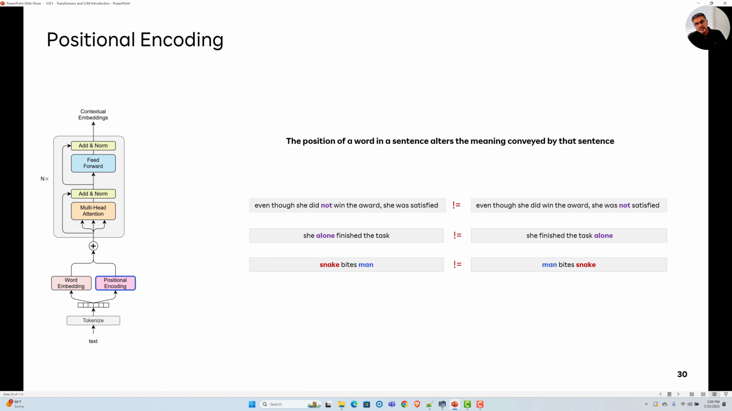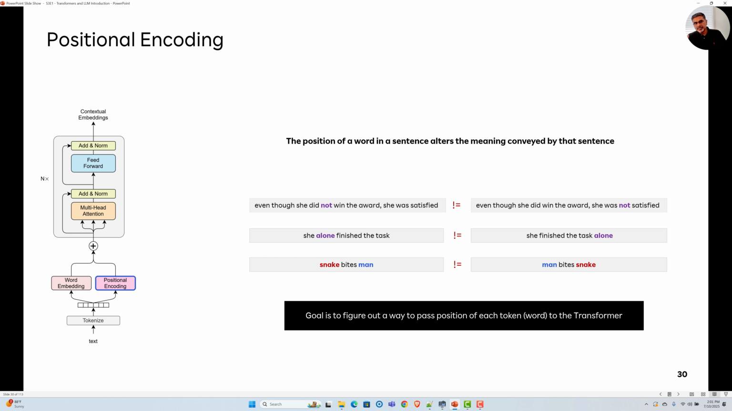All I did is take the word not and move its position from somewhere in the middle to the end, and the meaning of the sentence is completely changed. All the words remain the same, just the position of a word has changed and the meaning completely changes. Or, she alone finished the task is not the same as she finished the task alone. Again, here I've just changed the position of the word alone and it completely changes the meaning. Or snake bites man, and if we just flip the wording and say man bites snake, they're not the same thing. So the position of where a word appears in a sentence or in a block of text is very important to understand its meaning.